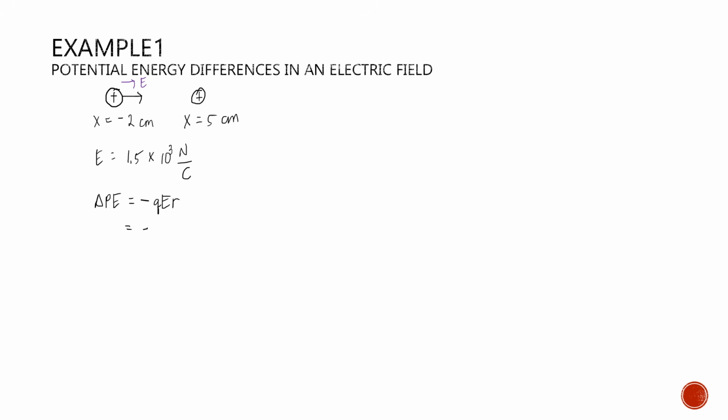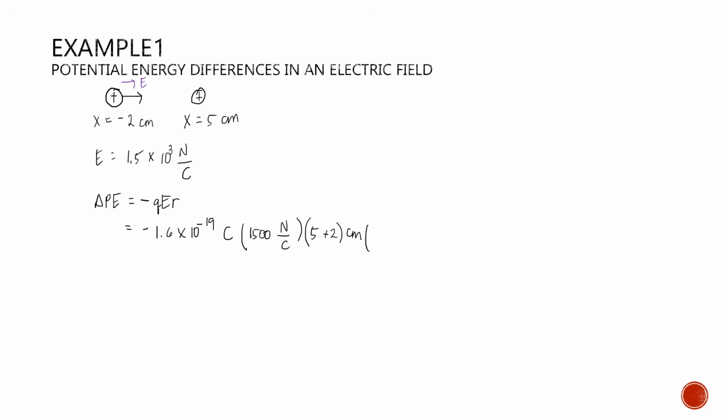the charge for a proton is 1.6 times 10 to the negative 19 coulombs. And the given electric field is 1.5 times 10 to the power of 3, or that's 1,500 newtons per coulomb. And the displacement is from negative 2 to 5. So 5 minus negative 2, or that's 5 plus 2 centimeters.